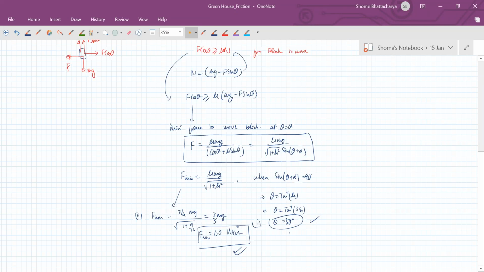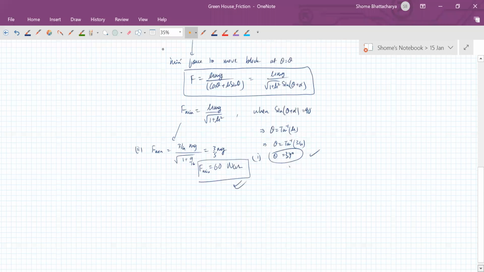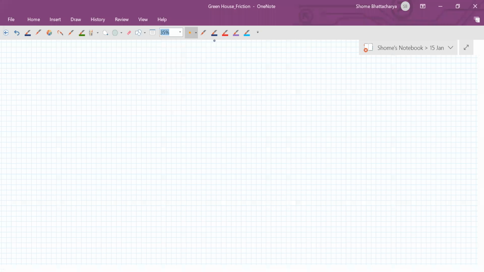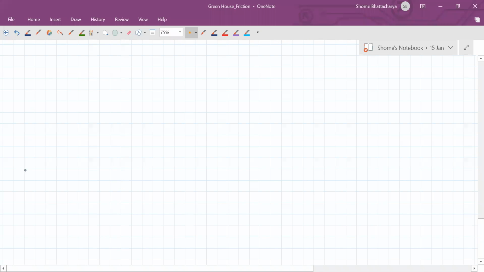Now we'll move on to some more questions. In fact, today we'll be doing some questions from H.C. Verma. Next up, we'll pick up examples and doubts from H.C. Verma.